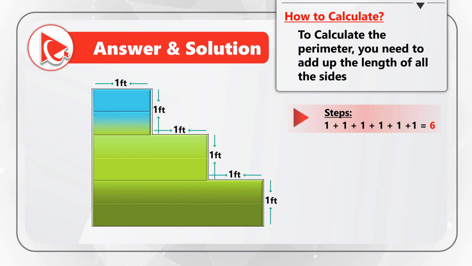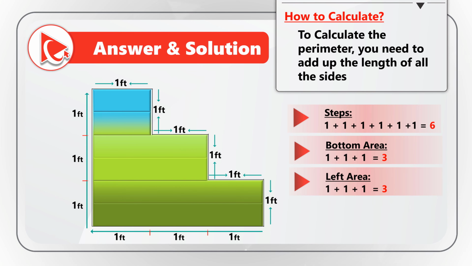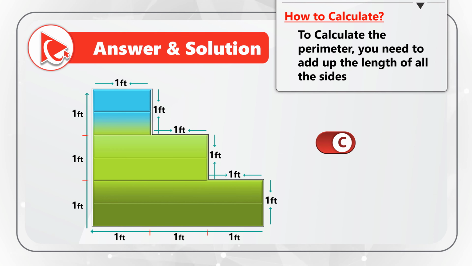The bottom area, based on the measurements, would be 3 feet, and the left area would be 3 feet as well. So the total perimeter would be 6 feet for the steps, then 3 for the bottom, and we also need to add 3 feet for the left area, which would total to 12 feet. So the correct answer here is choice C, 12 feet.